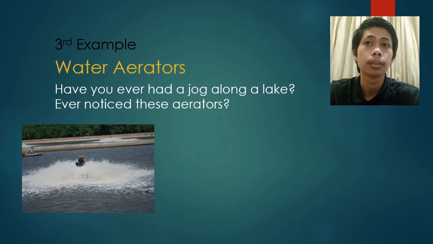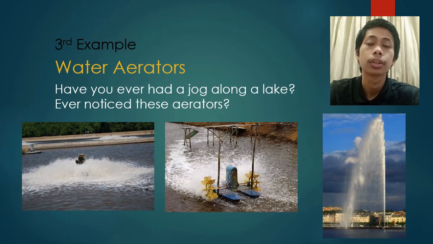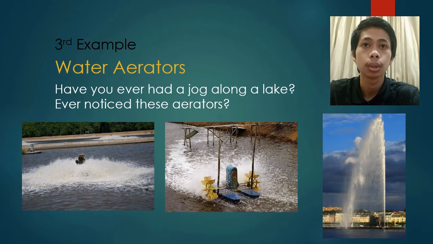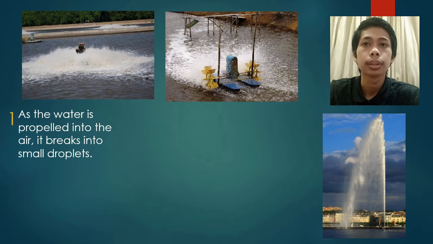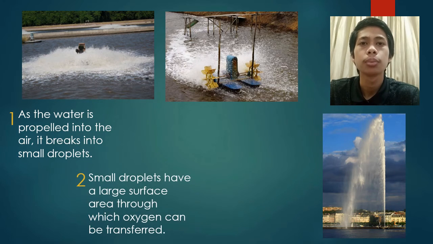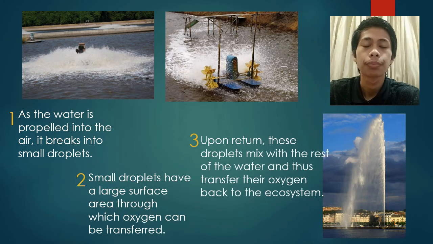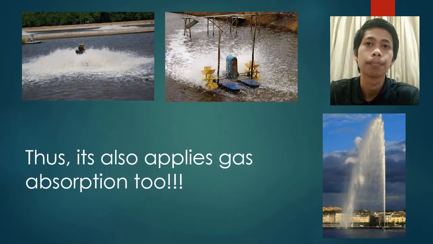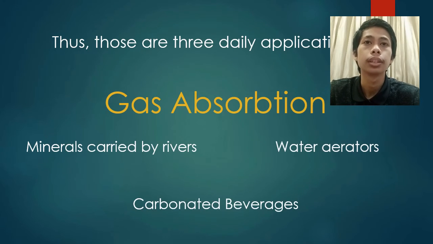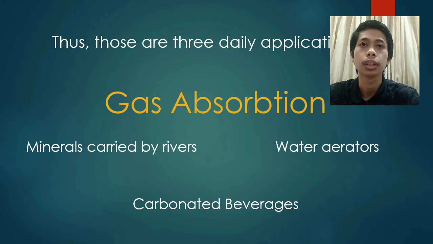Now for the third example, water aerators. Along lakes, have you ever noticed these aerators? The aerators function to propel the water into the air, and it breaks the water into small droplets. These small droplets have a large surface area through which oxygen can be transferred. Upon return, these droplets mix with the rest of the water and thus transfer that oxygen back into the ecosystem. So there, it also applies gas absorption. Thus, those are the three daily applications of gas absorption.